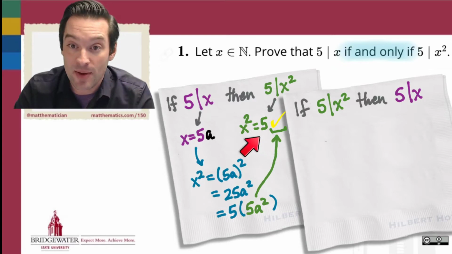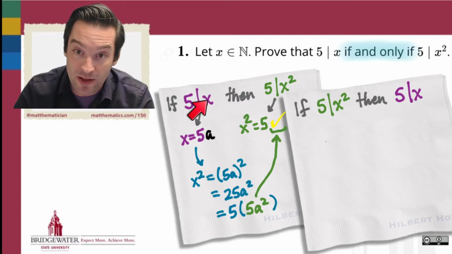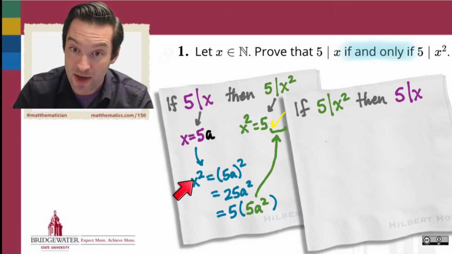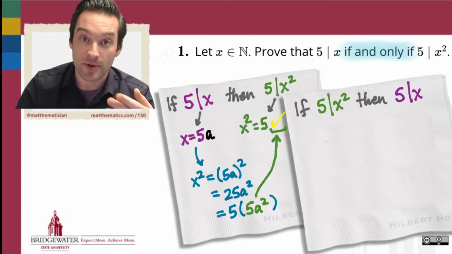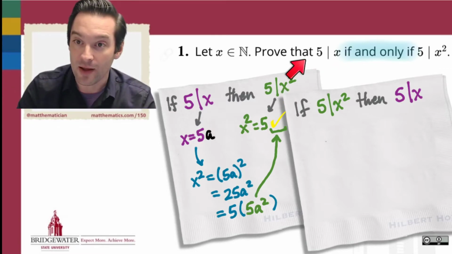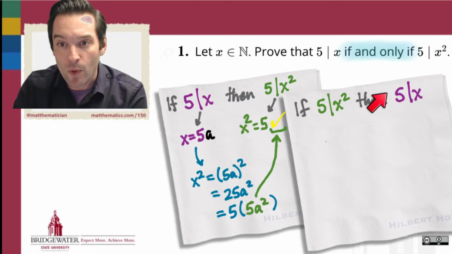But it would appear to me, based on these napkin scratches, that we have a valid argument for why if x is a multiple of 5, then x squared will also be a multiple of 5. And that proves what we call the forward direction: that if 5 divides x, then 5 divides x squared. So we did that one directly. What about the other way?